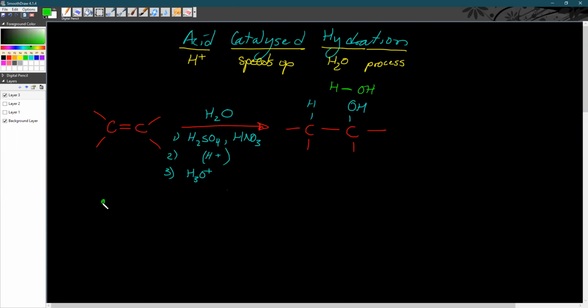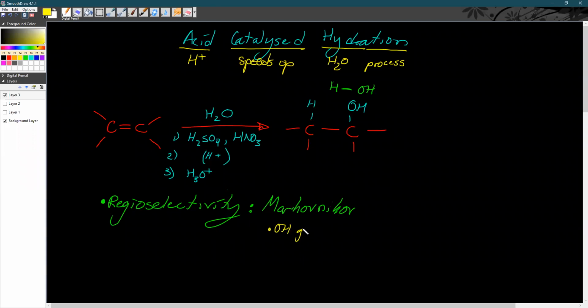What are our bullet points? Well, our bullet point is the regioselectivity. Sometimes you're going to see me put regiochemistry. It means the same thing. The regioselectivity is Markovnikov as well. Okay. What does this mean? Well, it means that the OH goes on the more substituted side, and the hydrogen goes on the less substituted side.